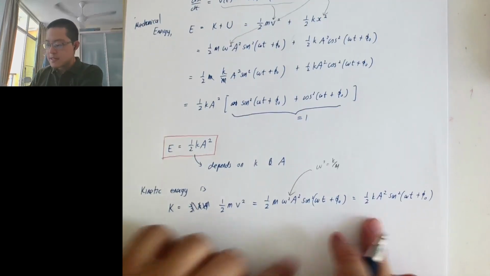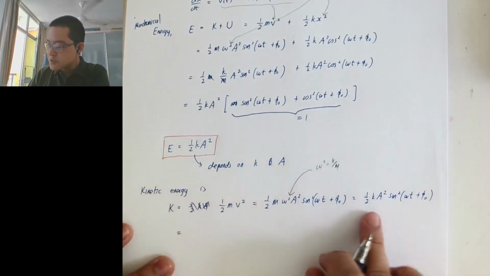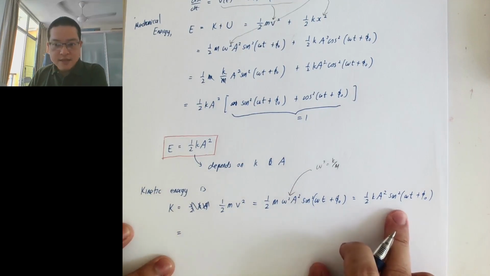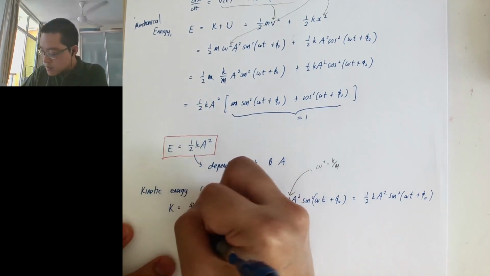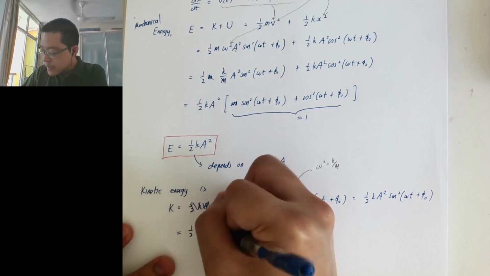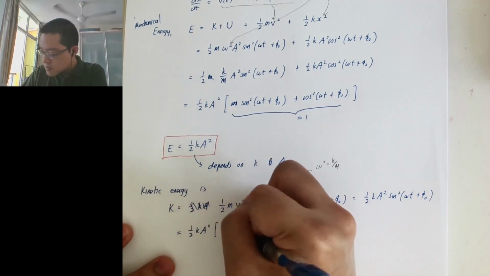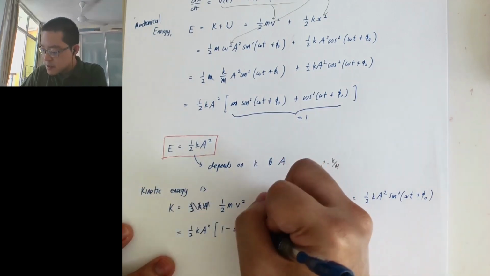Why, you will see later, but for now, let me use the trigonometric identity. So this is sine squared. Sine squared I can express as 1 minus cos squared, again using a trigonometric identity.